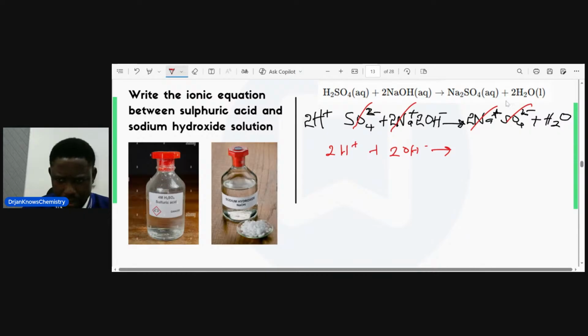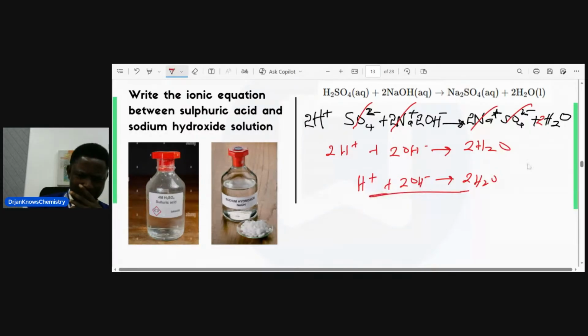Then we have two. Remember, two water is there. So we have 2H2. If I call the two, like factorizing two out, it's still the same thing as this. H plus and OH minus will give you H2O. So this is the ionic equation for this neutralization reaction.